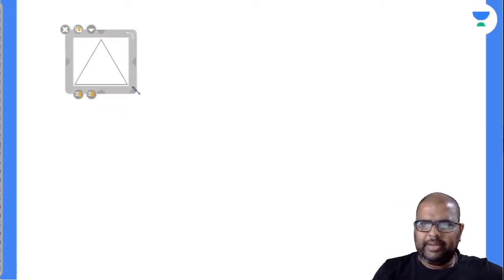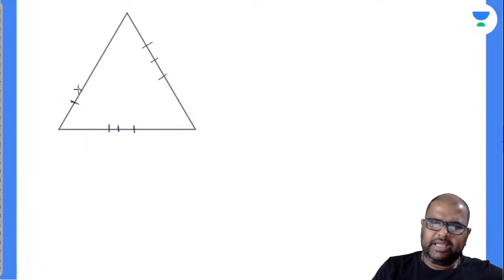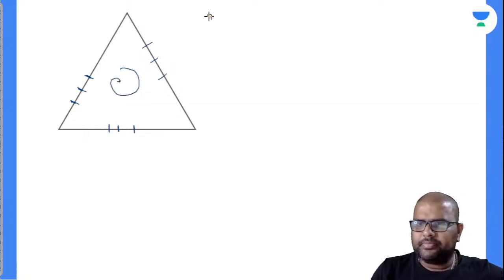This is a triangle, beta. Let us suppose that there are 3 chairs on each side. Let us suppose that this is an equilateral triangle only. Again, this is a circular table arrangement only. There are 9 persons.